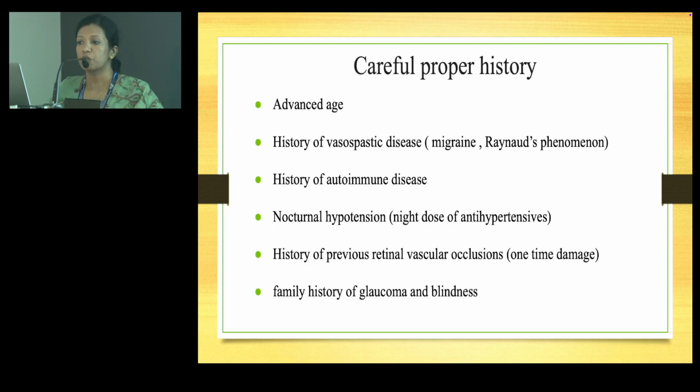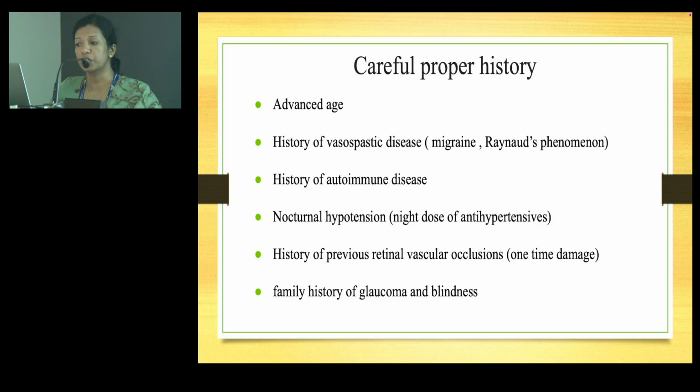Take a careful, proper history. Patient usually presents at an elderly age. If the patient is presenting at an age less than 50 years with atypical findings, we have to think of the masquerades of normal tension glaucoma. Ask for a history of vasospastic diseases like migraine, Raynaud's phenomenon, autoimmune diseases like multiple sclerosis, sarcoidosis, and if the patient is taking a night dose of antihypertensive, you can expect to have a nocturnal hypotension. You can ask the history for that.